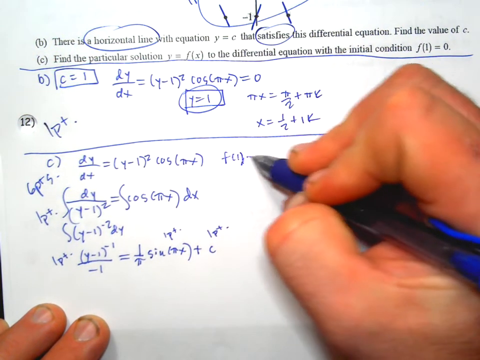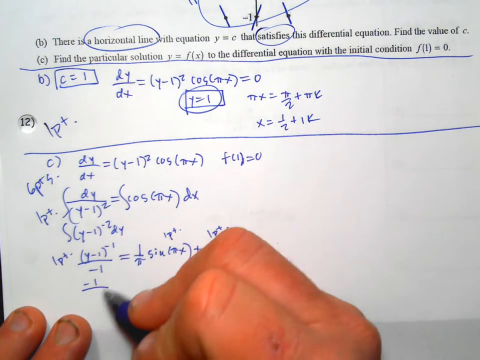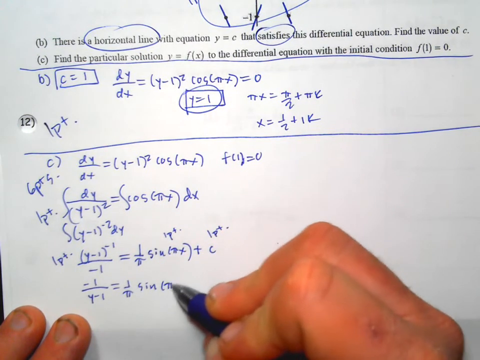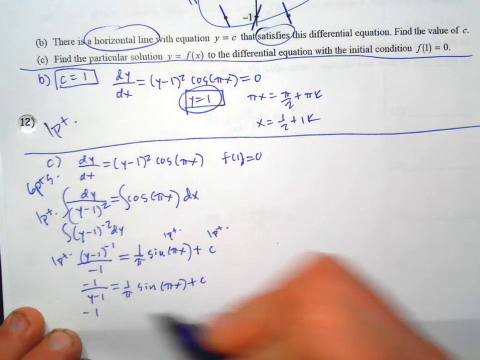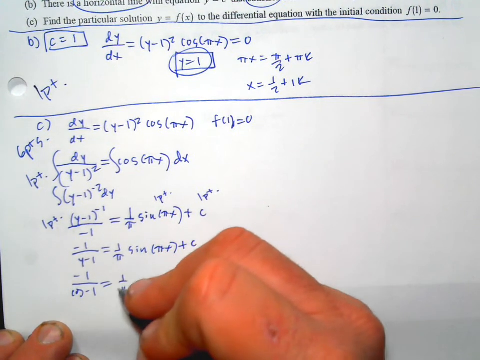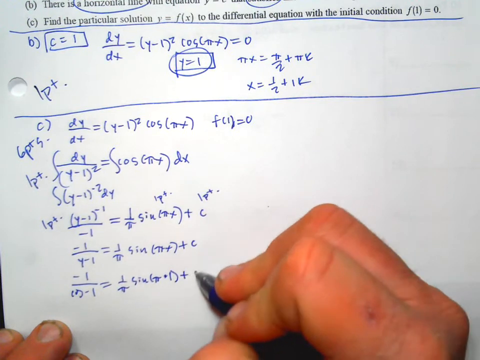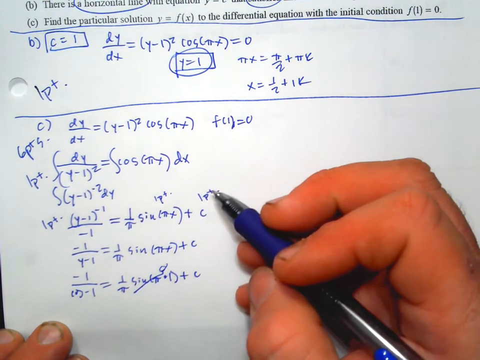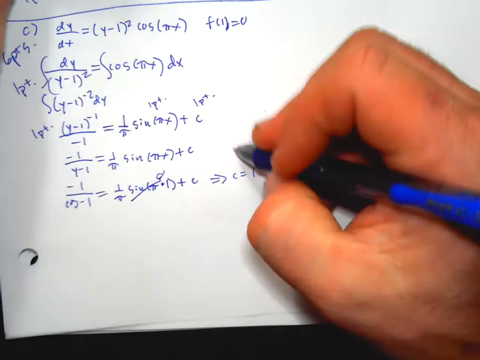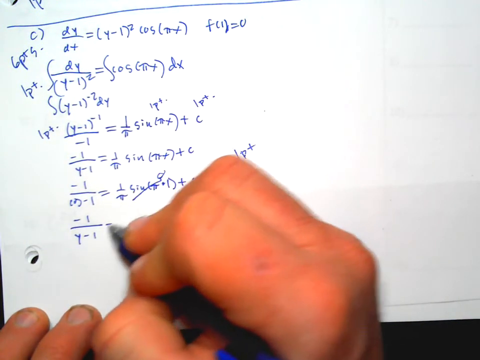Now we have an initial condition, so let's use that right now to find the c. I'm going to rewrite this as negative 1 over y minus 1. I'm just going to rewrite it first. I feel like it's going to be easier to work with that. So we're going to plug 0 in for the y and 1 in for the x. Now, sine of pi is 0. So c equals positive 1. So that's another point.